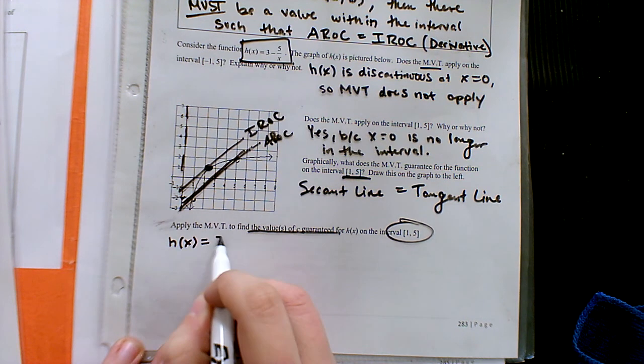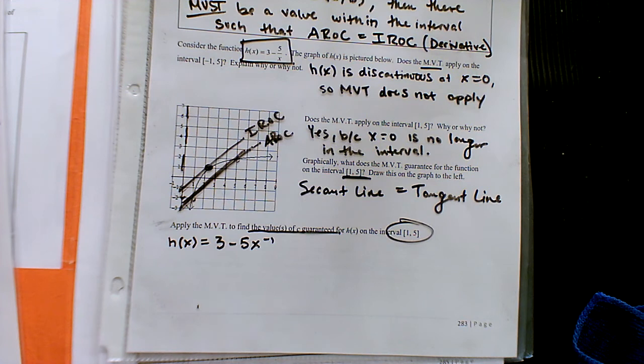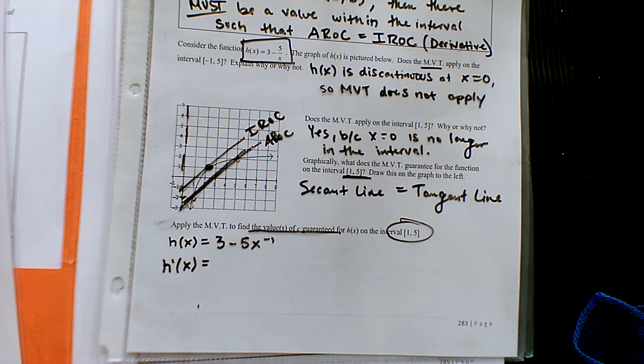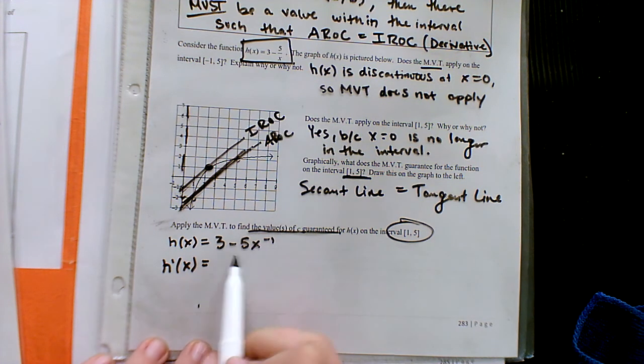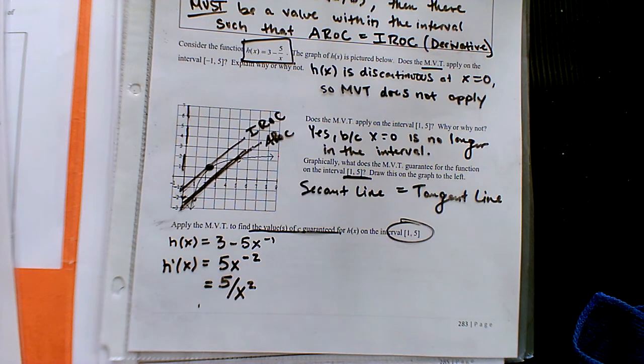Can we rewrite it? 3 minus 5x to the negative first. Maybe some of you thought quotient rule, which you could still definitely do. But if you bring up the x, make it a power, it might be a little quicker. All right, derivative of 3, 0. All right, derivative of the next term, 5x to the negative second. So we'll write that as 5 over x squared.